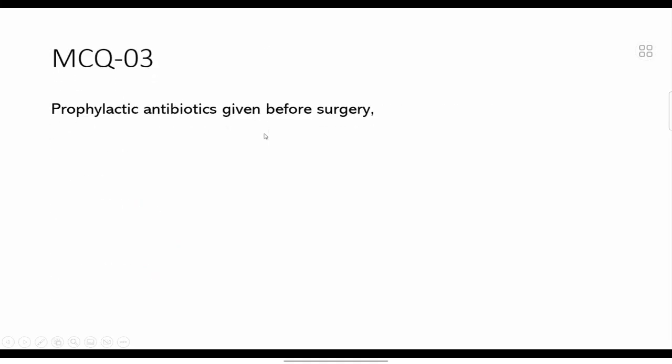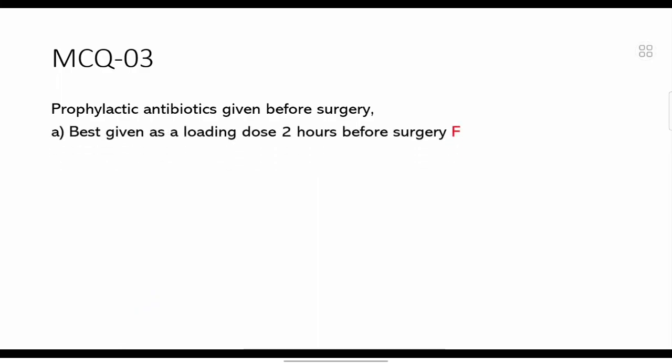The third question: prophylactic antibiotics given before surgery. I know this is also a true or false question. Best given as a loading dose 2 hours before surgery. It is given at the time of induction to have a maximum concentration of the antibiotic while we are making the incision. That is the indication for giving the antibiotics at the time of induction. So that is totally wrong.